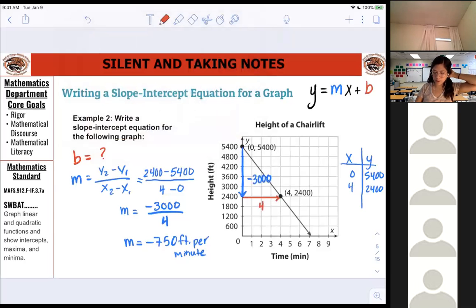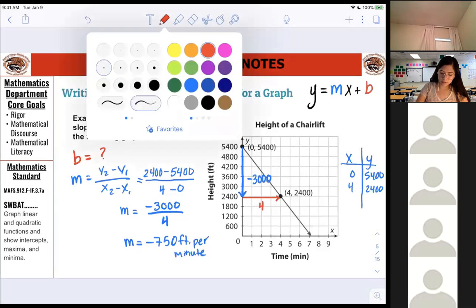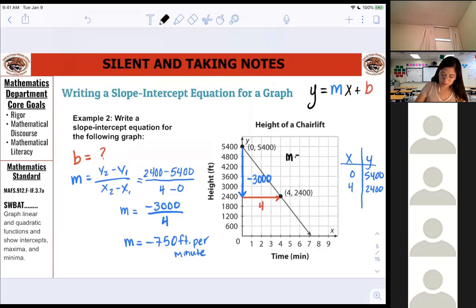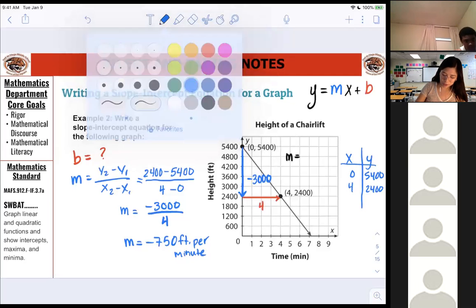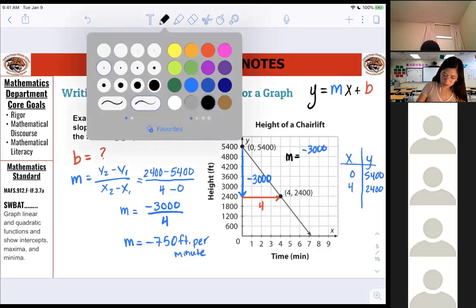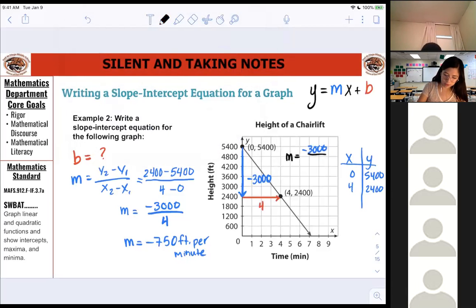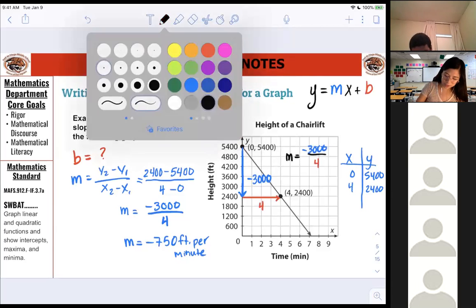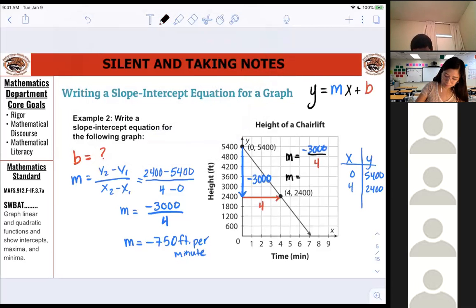All right. So again, rise over run, we get the same answer. The rise is negative 3,000. The run is 4. And in both cases, we get negative 750 feet per minute.